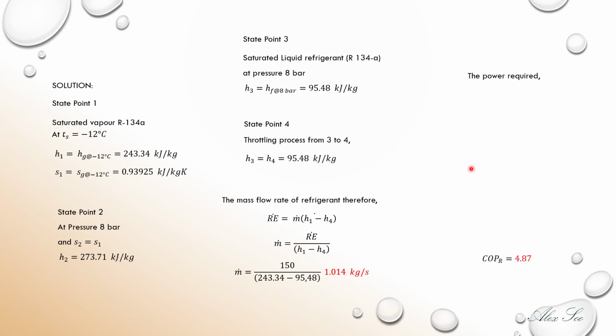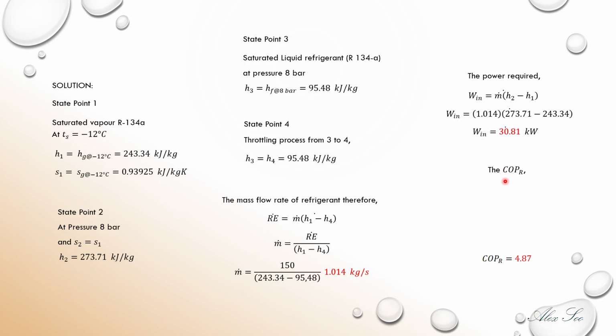Then you can find the power required by taking work in equals mass flow rate of refrigerant multiplied by (h2 minus h1), the compressor outlet and inlet, where power is supplied in order to run the compressor. Just substitute the mass flow rate that you calculated and the enthalpies that we found, and you will find the work input, that is 30.81 kilowatts.